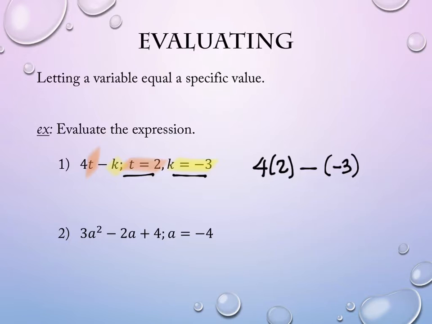I'm going to write it out longhand, but you're right, it's going to simplify just like you said. Let me multiply it out so that everybody can see. So I have 4 times 2 plus 3, like Maxwell said. 4 times 2 is 8, plus 3 is 11. So we evaluated it, and we got the number 11.